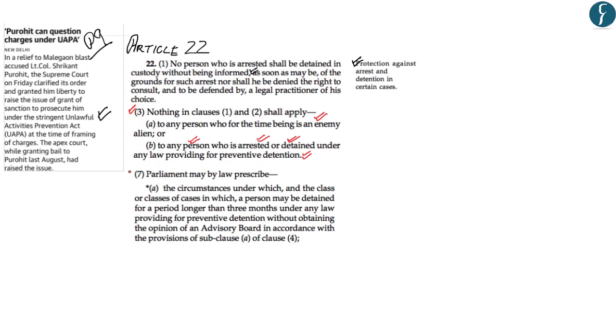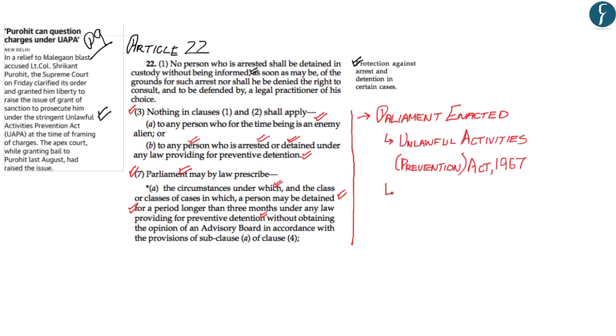Therefore, under Clause 7 of Article 22, Parliament can make a law under which a person may be detained for a longer period for preventive detention. It was in this respect that Parliament enacted the Unlawful Activities Prevention Act, and this law extends to the whole of India, including Jammu and Kashmir.